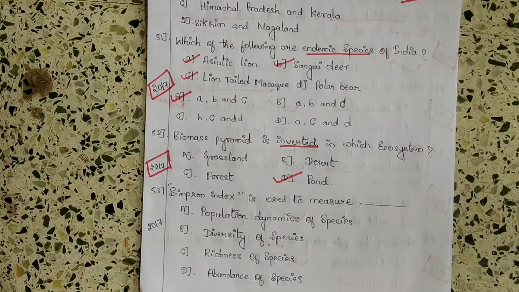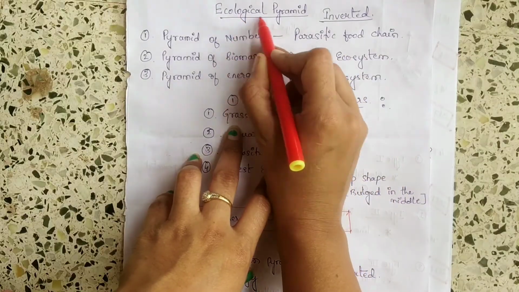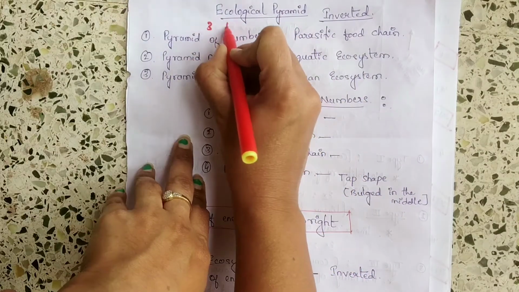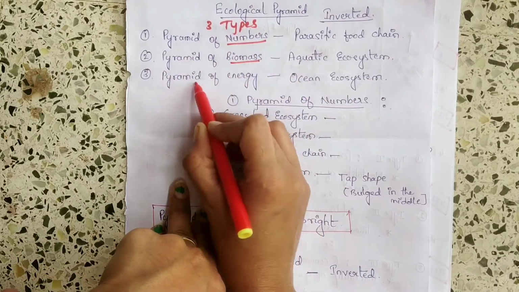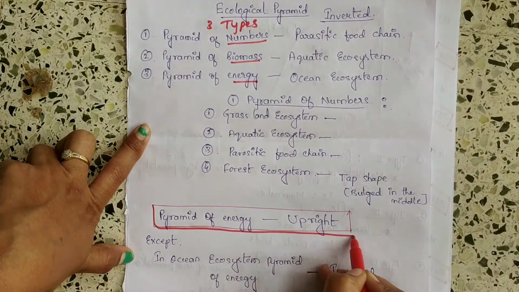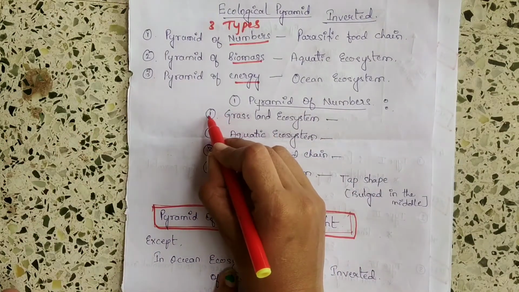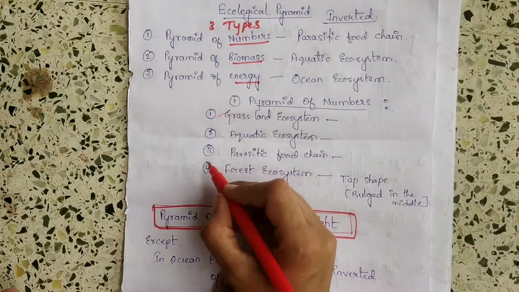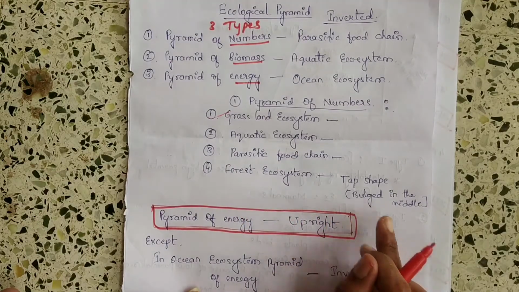So here I made a short list for this. You can short note for this to remember very easily. So you know the concept like ecosystem, ecological pyramid, right? There are three types of ecological pyramids: pyramid of number, pyramid of biomass, pyramid of energy. And you should always remember, this is the key point, pyramid of energy is always upright in any ecosystem. It may be in grassland ecosystem, aquatic ecosystem, or parasitic food chain, or forest ecosystem. The pyramid of energy is always upright. This is the key.